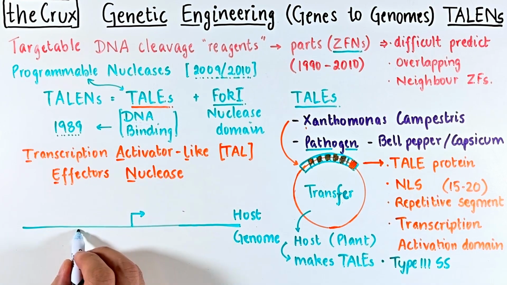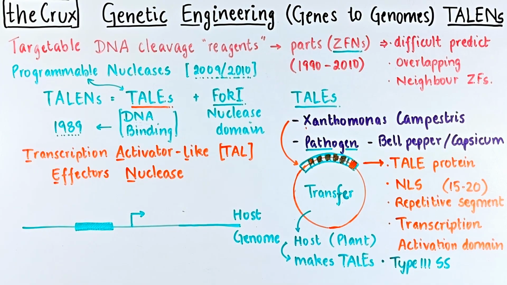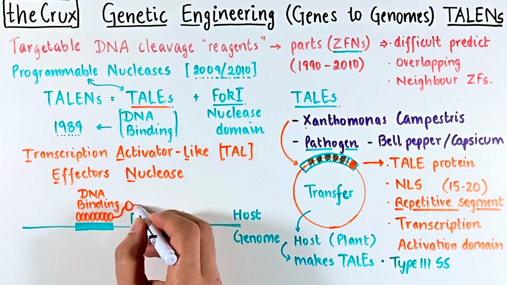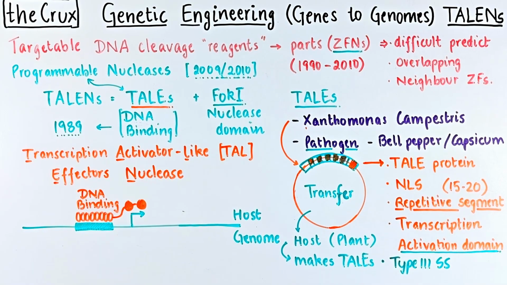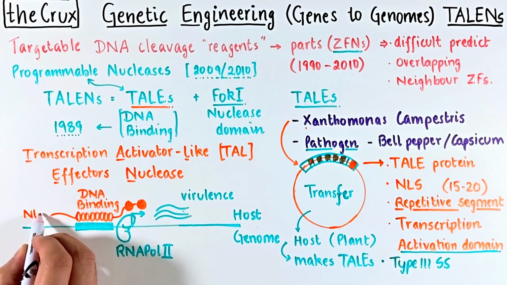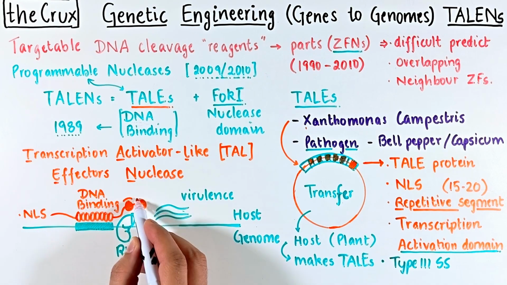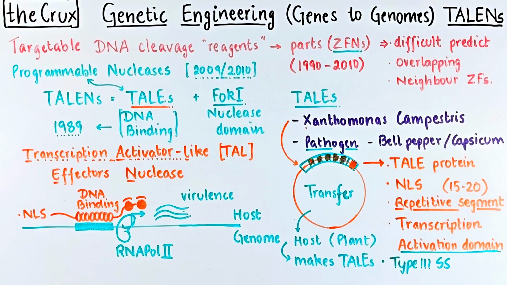Once the protein is made, the TALEs will go and bind to specific host genes, and specifically at the promoters of such genes. The important thing to note is that the DNA binding is done by this repetitive segment of TALE proteins. The C-terminal part of the protein has the activation domain, which can recruit RNA polymerase II onto these promoters. And this leads to upregulation of such host genes. This is the virulence outcome of bacterial infection. By the way, the N-terminal region of the protein has the NLS. And hopefully now you see the connection between activation domains and why they are called transcription effectors.